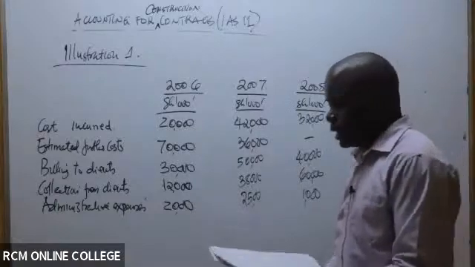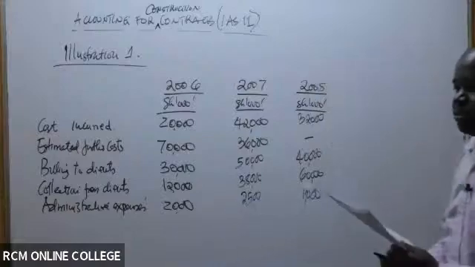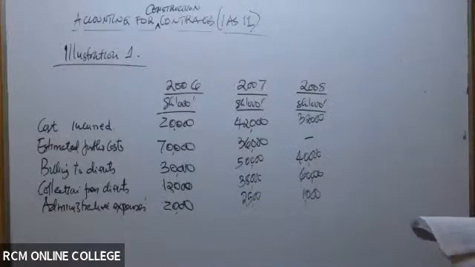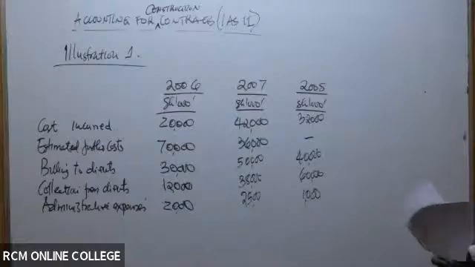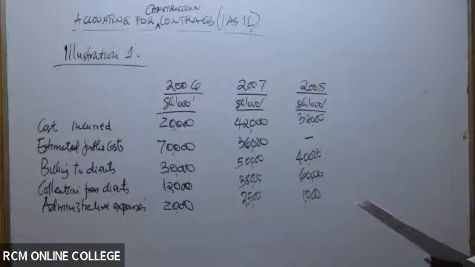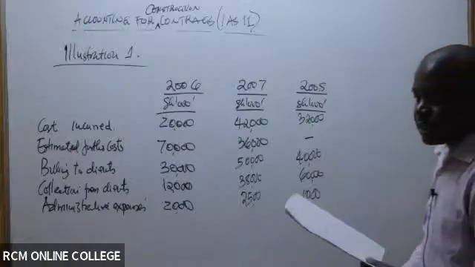So I don't know whether you've completed the table. Have you completed the table? I can see Joseph says yes, completed. Ruth says yes.